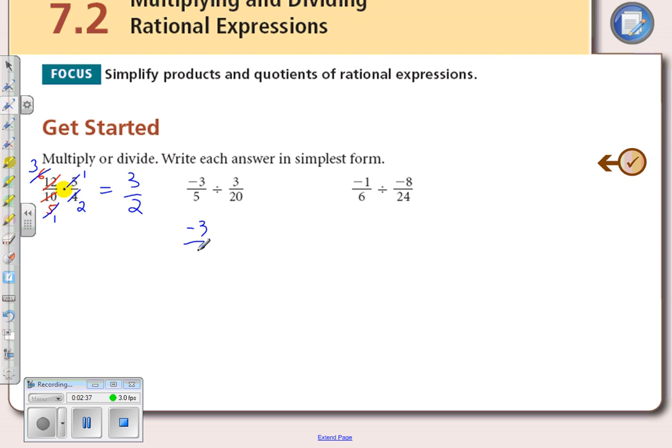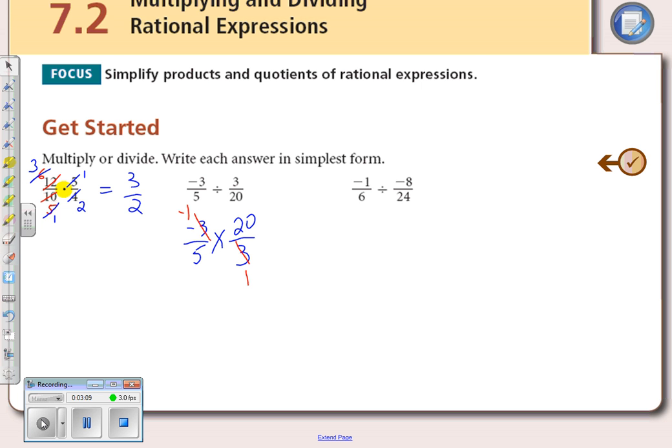So we've got negative 3 over 5 multiplied by the reciprocal of the second one, 20 over 3. Now I can start Hayaing and see what I can take out of each fraction. Can I reduce within the first fraction? No. Can I reduce within the second? No. But I can reduce through each of them. I can take out a 3 here, give me a negative 1. Take a 3 out of here, get a 1.